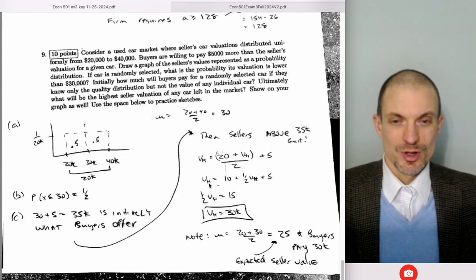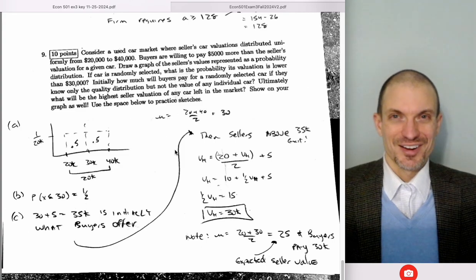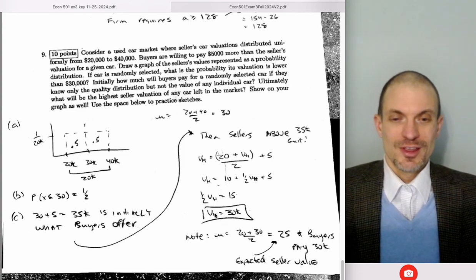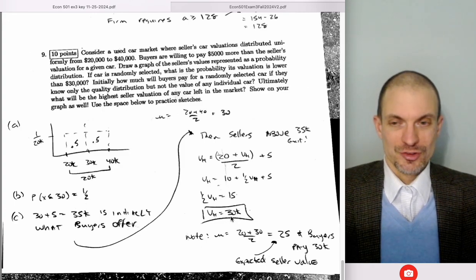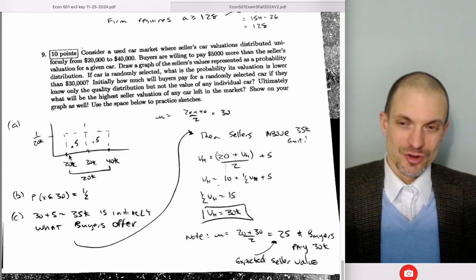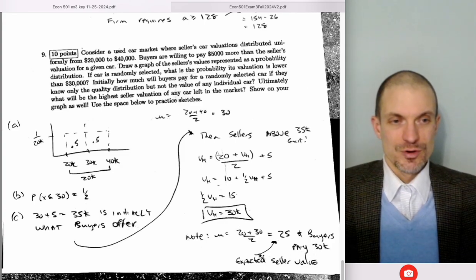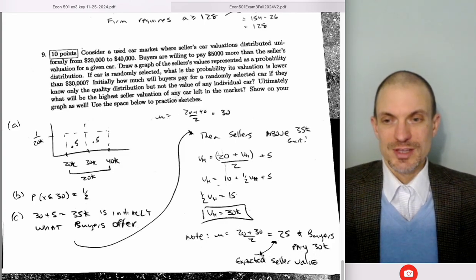And then just solving real quick, I'll get 10 plus 1/2 VH plus 5, so 1/2 VH is equal to 15, or VH is equal to 30,000, which I picked cleverly because hopefully this made the problem a little bit easier to solve. In any case, if the highest seller valuation of a car remaining in the market is 30,000 and the lowest valuation is 20,000, the expected value is 25,000, for which buyers are willing to pay 5,000 more, which brings us to 30,000. And so then no further sellers would leave the market.